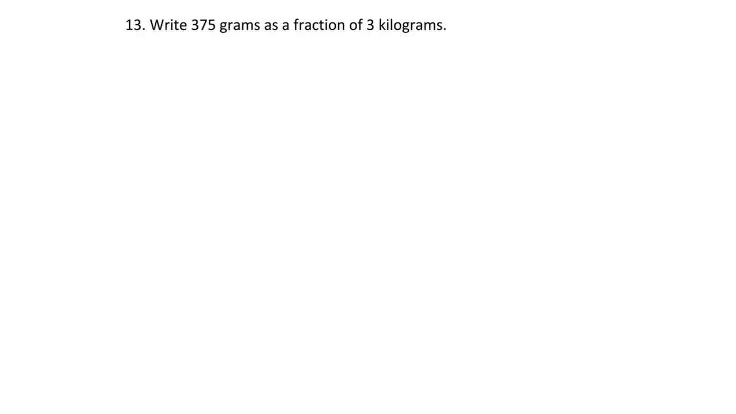Question number 13. Write 375 grams as a fraction of 3 kilograms. For this one, first we are going to convert 3 kilograms into grams. We know that 1 kilogram equals 1,000 grams. So to convert 3 kilograms into grams, we multiply by 1,000, which gives us 3,000 grams.